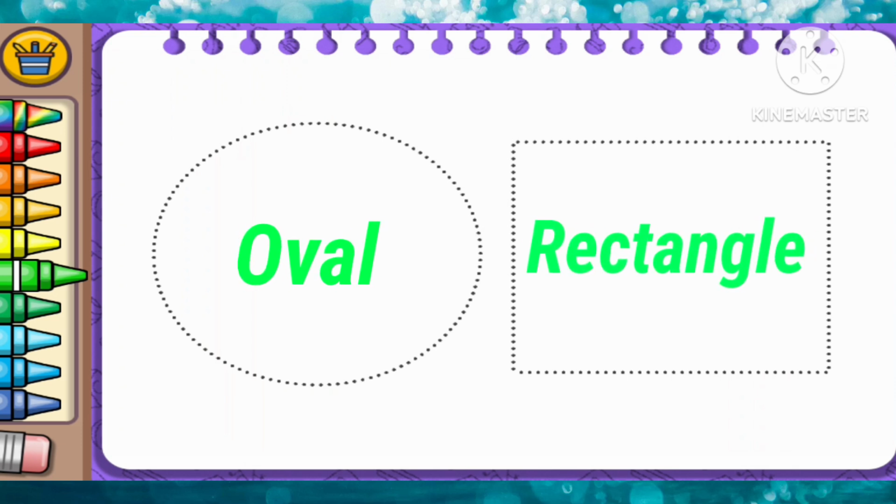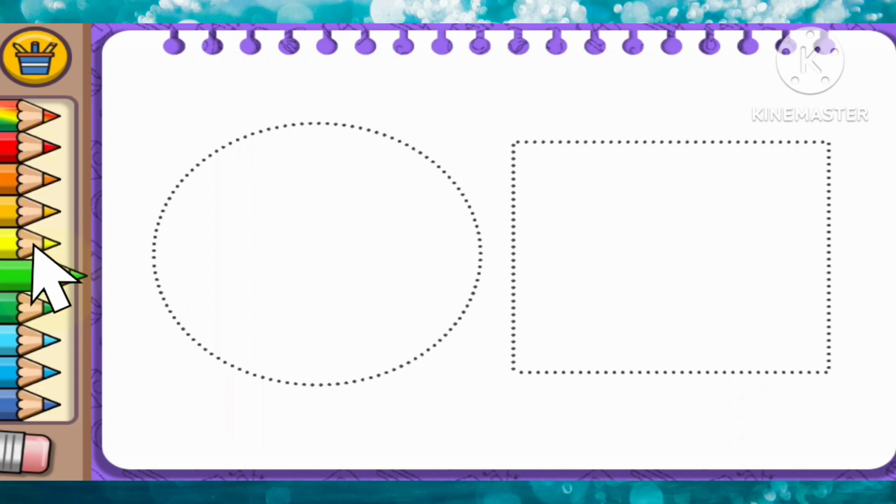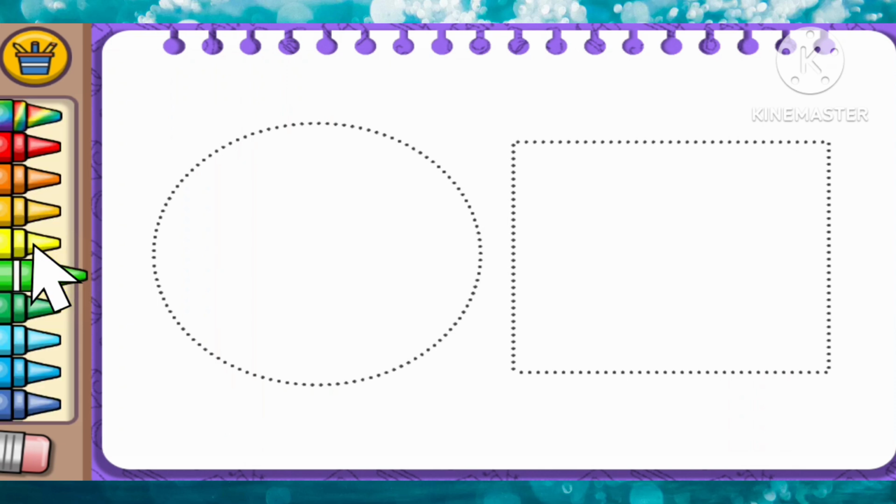Kids, today we are going to color an oval and a rectangle. If we click here, we will get the option of brush and pencil color. There are many color options available here. By clicking on it, you can delete it if you make a mistake.